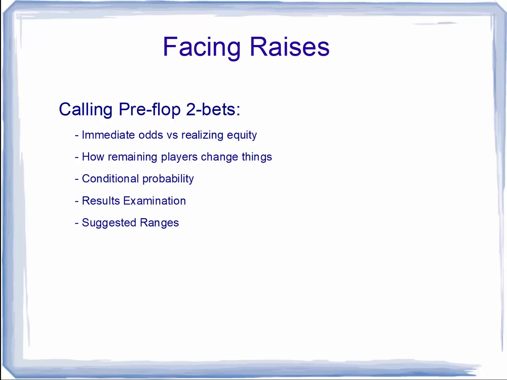Part of looking at that will also be looking into conditional probability, which I'll explain, what that is, what it means, how to use it. And as always, we'll take a look at results, see what hands are winning, losing, see if we can start coming up with some specific themes that seem to be occurring. And as always, I'll give you some suggestions of ranges to be using versus different positions.